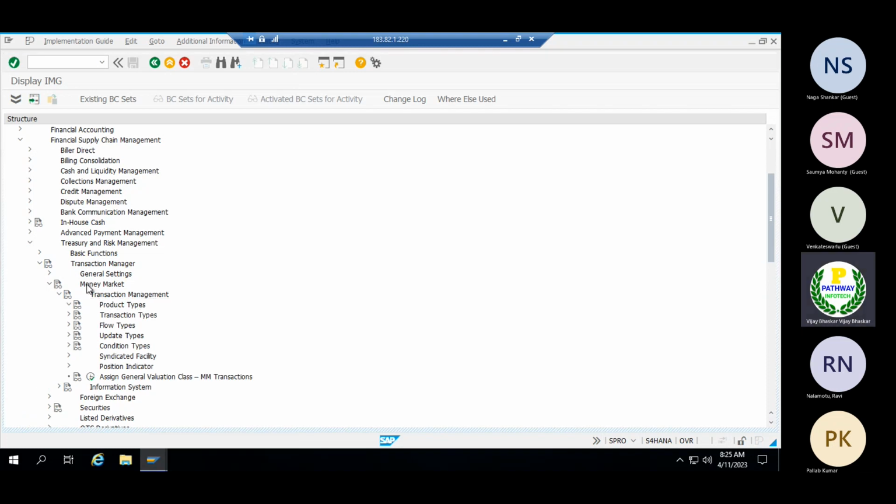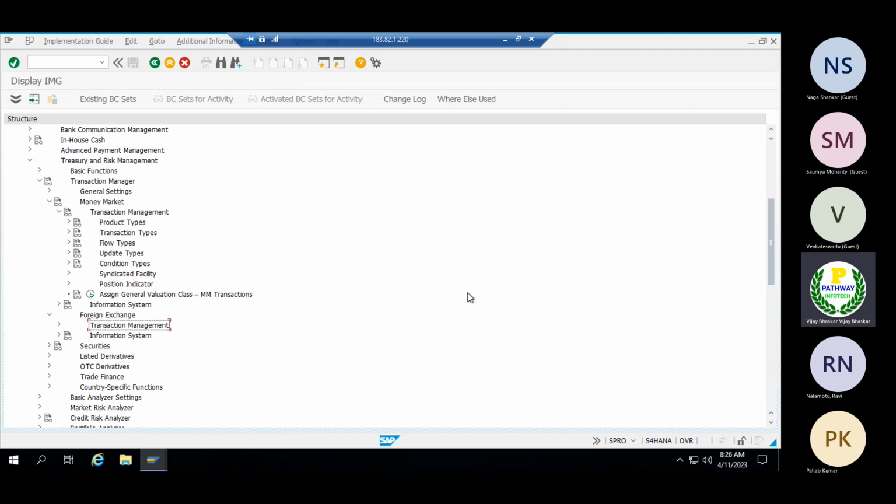Now, product type. As I just explained, product type, transaction types, flow types, update types, position indicator, general valuation class. All these terminologies will be repeated in each and every subcomponent. If I go to the forex transaction manager and go down, you can see the same product type is repeated here also. Transaction type also is repeated. Flow type, update types, general valuation class, position indicator. All these terminologies will be repeated.